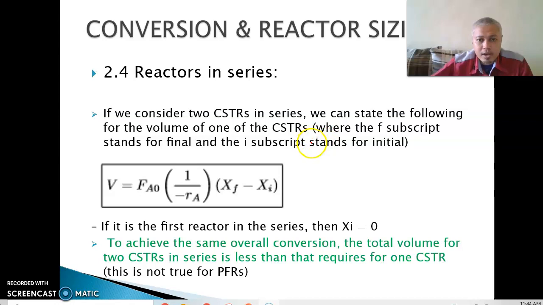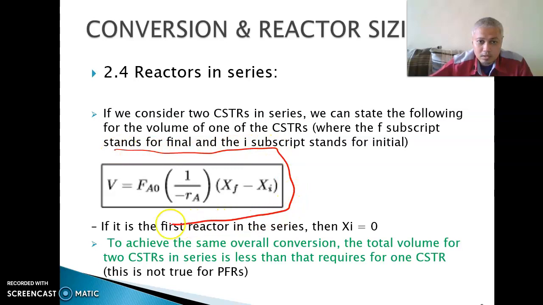We can explain what we have learned just now based on this formula: V equals FA0 times 1 over minus rA times (XF minus XI), where the F subscript stands for final and the I subscript stands for initial. If it is the first reactor in the series, then XI equals 0. To achieve the same overall conversion, the total volume for two CSTRs in series is less than that required for one CSTR. This is not true for PFRs.